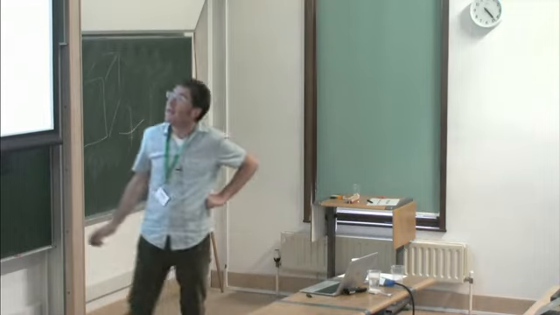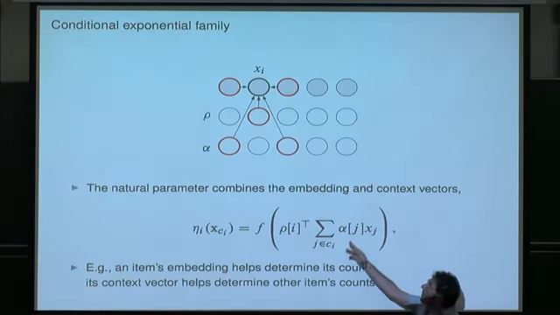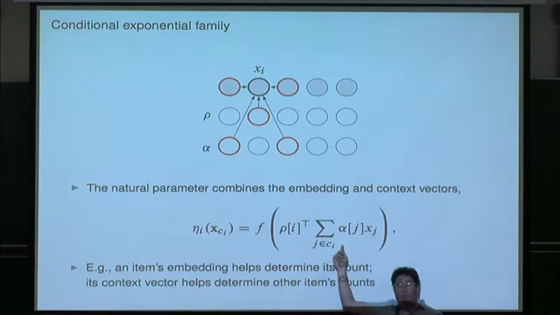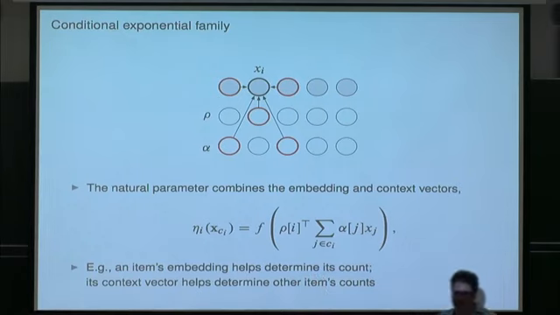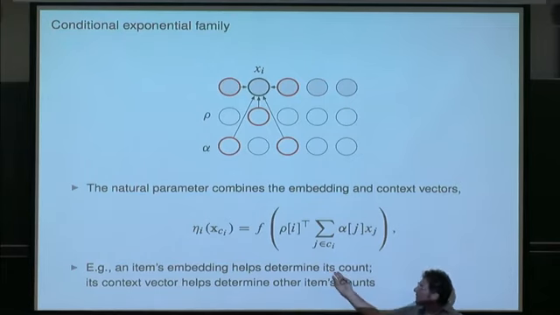Okay, and the idea is that the natural parameter combines the embeddings with the context vectors in the way I showed you in the Poisson case, where the link function was exponent, but it's generally just a link function f. This is just like a generalized linear model. It is a generalized linear model. And this is what captures that an item's embedding helps determine its count, and its context vector helps determine the counts of other items. And this is the same asymmetry we're talking about.